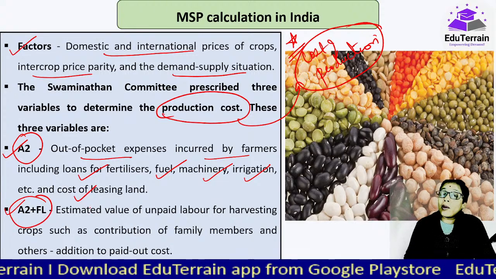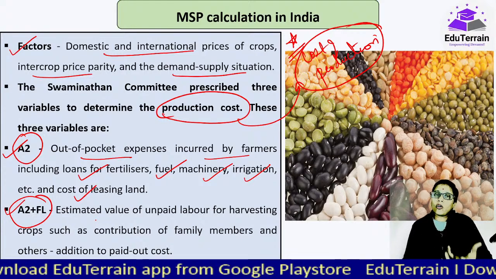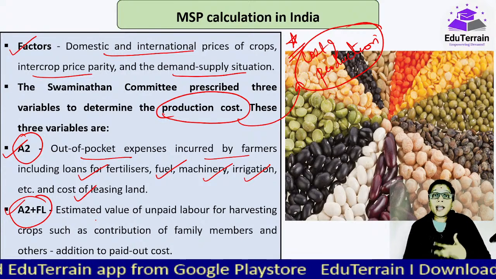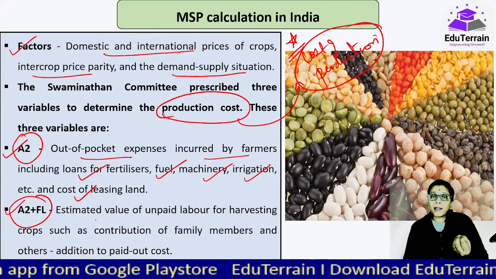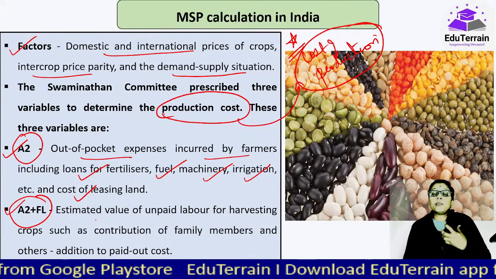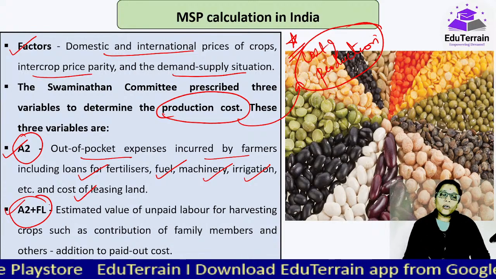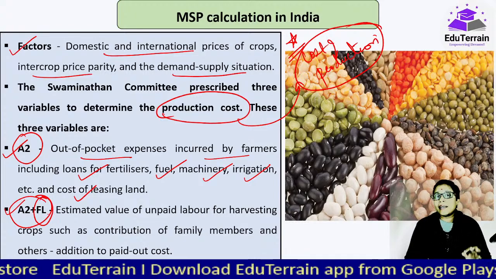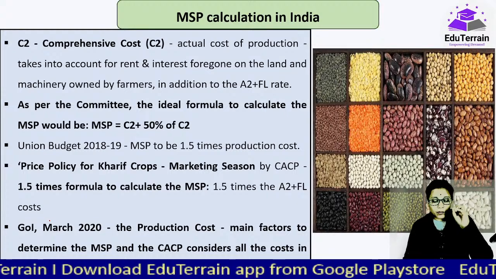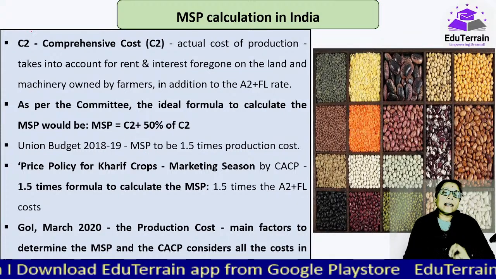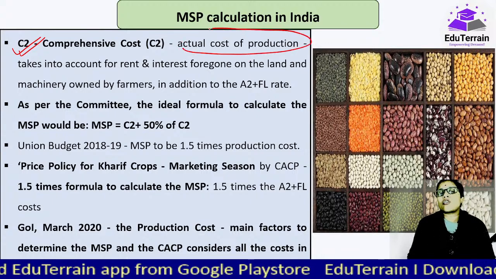So out of pocket expenditure plus family labor. कई बार ऐसा होता है कि contribution by the family laborers, that also they have to add. Okay, though they are not paying money to them, wages, etc., but still they are investing their time, energy, everything into this. So that is also calculated A2 plus FL. And the third variable that Swaminathan committee has highlighted is the comprehensive cost, that is the actual cost of production.